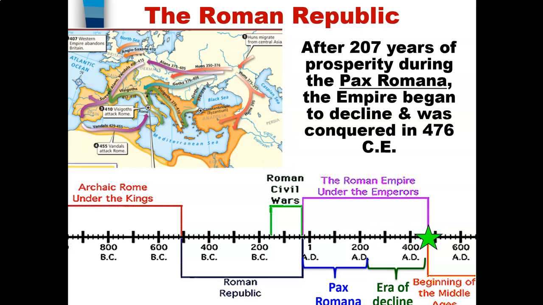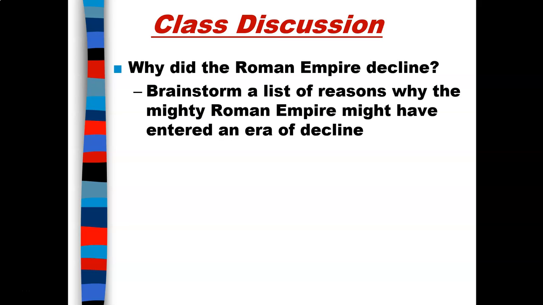After 207 years of prosperity during the Pax Romana, the empire began to decline and was conquered finally in the year 476 CE. Look at the timeline. Look at the green star. That is where we are right now in terms of Rome and how it evolved from the kings to the Roman Republic to the Roman Empire, and now all the way to the year 476, which is an era where Rome actually fell apart.